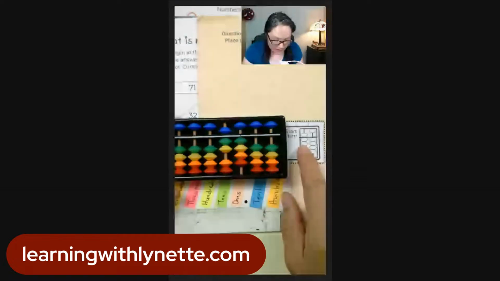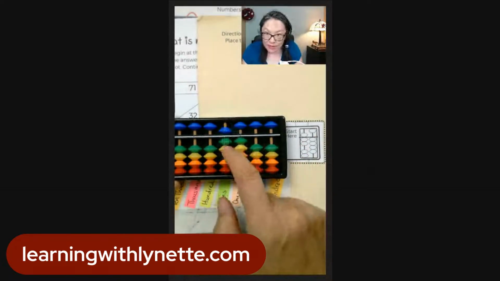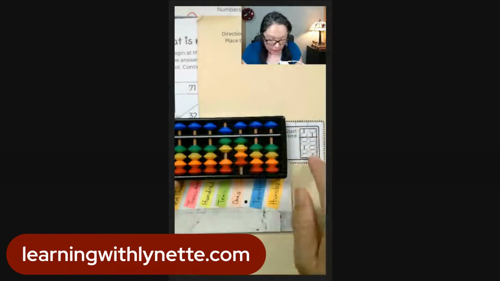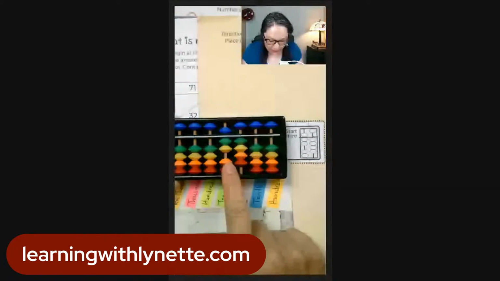What number do we think this is? So when I counted, this is 5, 6, 7. So we have 70. And then we have 4: 1, 2, 3, 4. That is 74. So when we're writing it, that's what it looks like, 74.